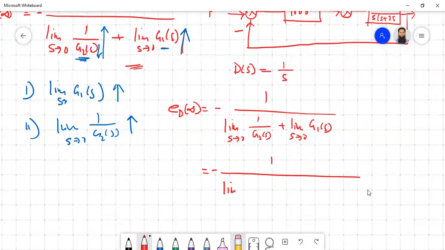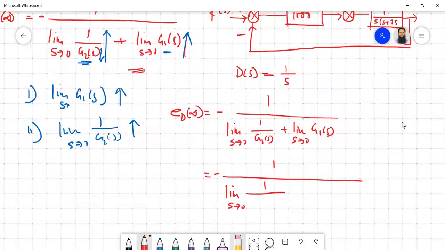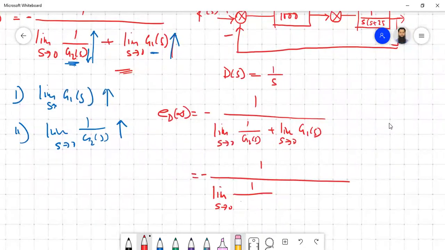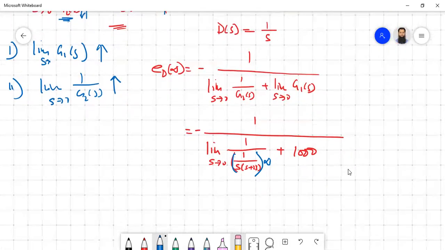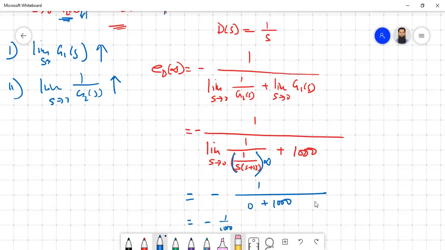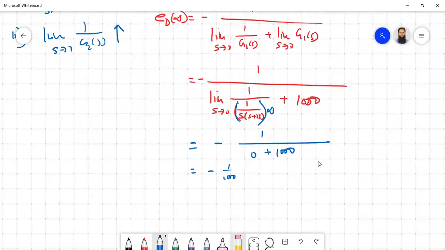Limit s tends to 0 of 1/G2, where G2 is basically 1/(s(s+25)), so it is s(s+25) plus limit of G1, which is basically 1000. Now, as you can see, if you put the limit, 1/0 is infinity, so this parameter becomes infinity. Now 1/infinity is 0. So what we get here is minus 1 over (0 plus 1000), which is the contribution of our error, so minus 1/1000. This is the steady state error contribution for the disturbance input.